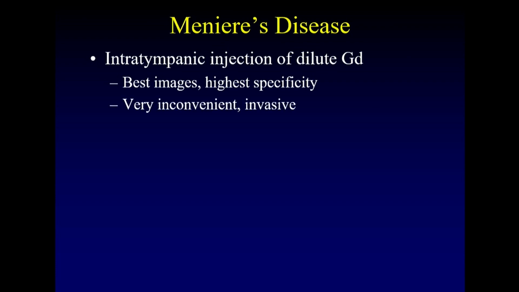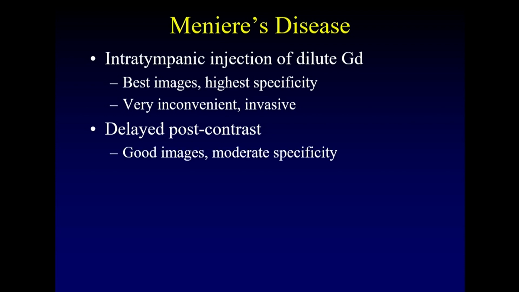But to wait 24 hours and then reimage is very inconvenient for patients, and it's an invasive test. You have to put a needle through the tympanic membrane. If you don't like that, you can do something that's not quite as nice, but still very useful, and that's delayed post-contrast imaging. If you give intravenous contrast and wait 4 hours, again, the perilymph preferentially takes up that gadolinium, and you can do high-resolution FLAIR imaging, and you can get good images.